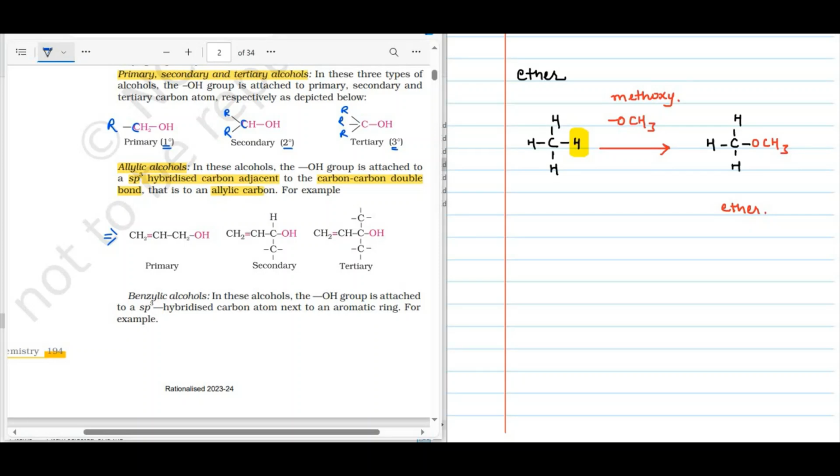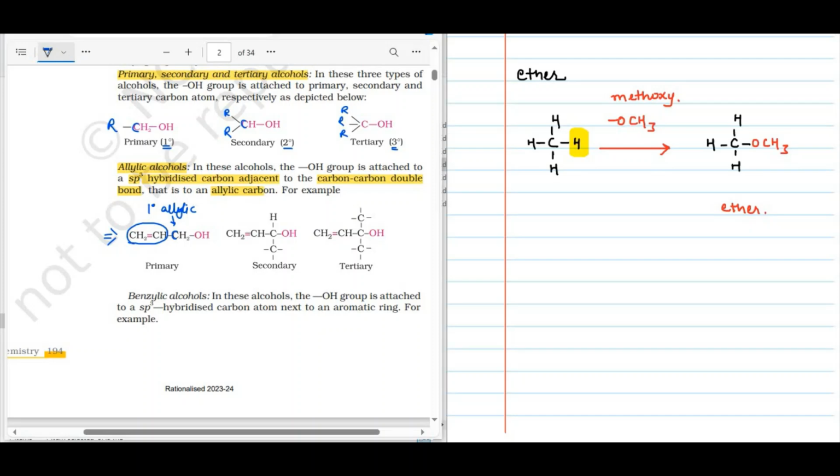Here the carbon to which OH is bonded is the allylic carbon because it is present next to the carbon-carbon double bond. So this carbon is allylic carbon. As this carbon is bonded to one alkyl group, this allylic carbon is primary allylic carbon. That's why the alcohol will be primary allylic alcohol.